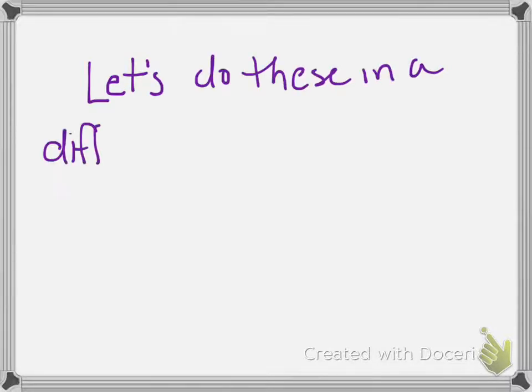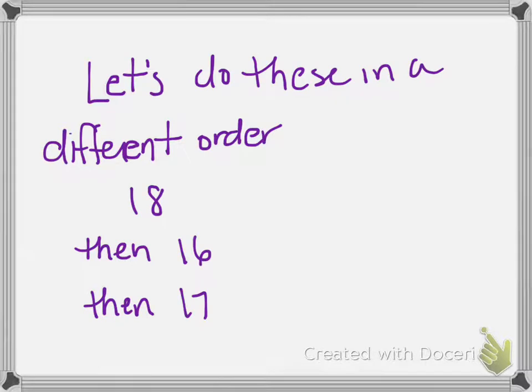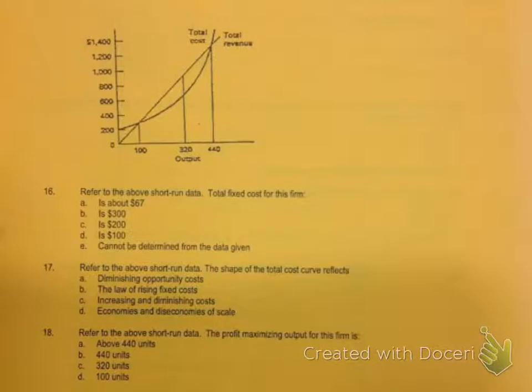Okay, so what we're going to do is we're going to do these in a different order, because I think it's easiest if we figure out what our profit maximizing quantity is, and then it makes more sense for us to do the other two. So we're going to start off with 18, then we're going to go back to 16, and then do 17. That seems like it makes more sense. So let's take a look at this graph.